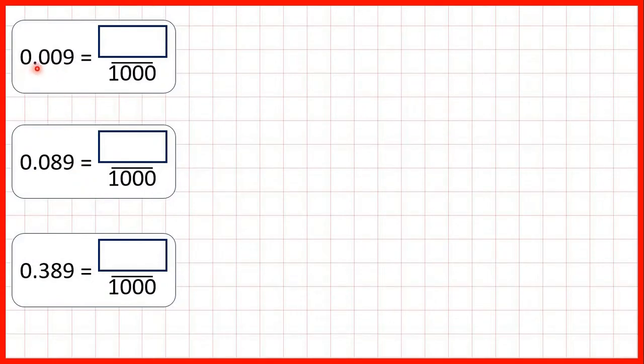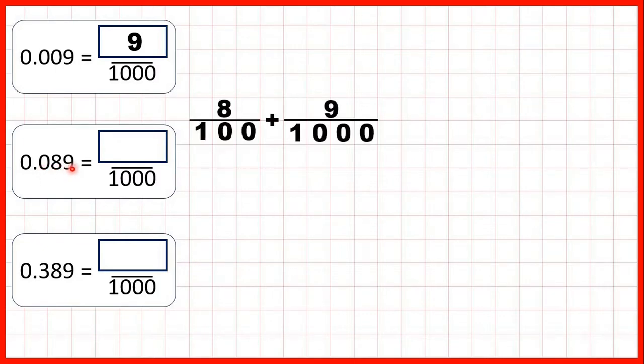We saw that 0.009 is 9 thousandths, because the third digit after the decimal point is the thousandths digit, and all of our other place values show 0. But now let's take a closer look at 0.089. So we have zeros in our ones and tenths place value columns, but we have an 8 in our hundredths and a 9 in our thousandths. But 8 hundredths is the same as 80 thousandths.